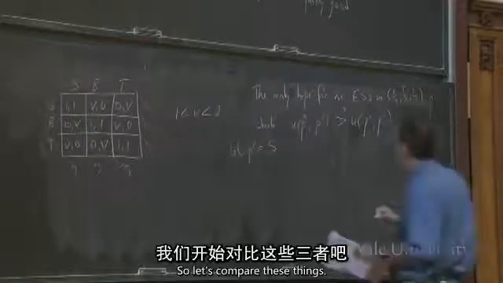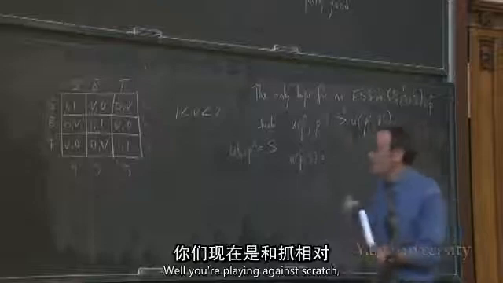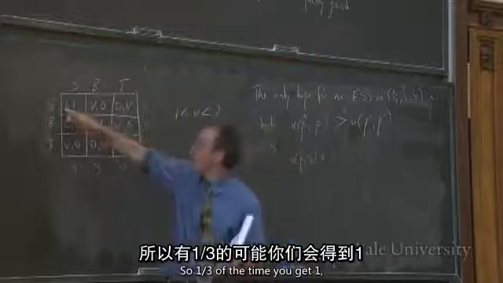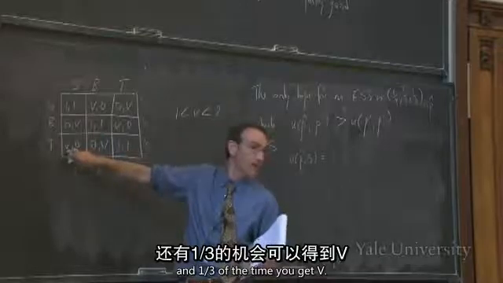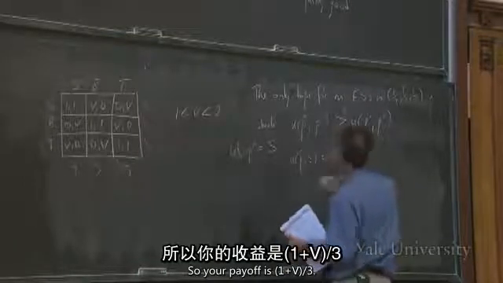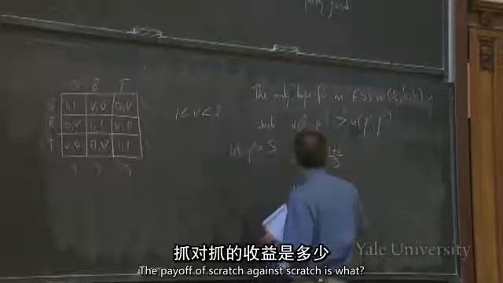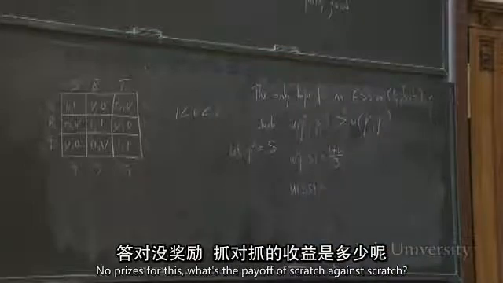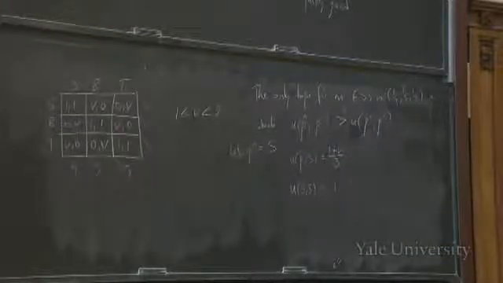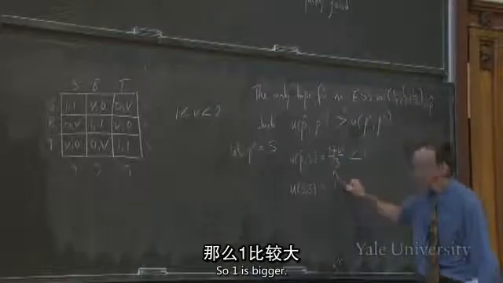All right, so let's compare these things. So U of P hat against scratch is what? Well, you're playing against scratch. You are 1/3 scratch, 1/3 bite, 1/3 trample. So 1/3 of the time you get 1, 1/3 of the time you get nothing, and 1/3 of the time you get V. Is that right? So your payoff is (1 plus V) over 3. How do we do if we're scratch against scratch? What's the payoff of scratch against scratch? 1. Which is bigger, (1 plus V) over 3 or 1? Well, look, V is less than 2, so (1 plus V) over 3 is less than 1, so 1 is bigger.